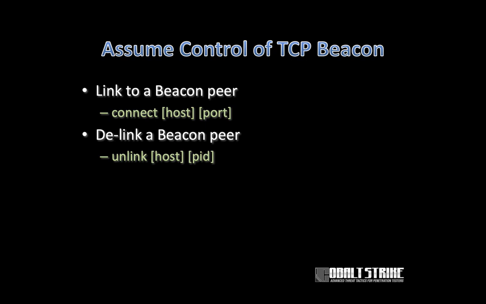To assume control of the TCP beacon, use the connect command with a host and a port, and you can tab complete the ports, very similar to the SMB beacon. And to disconnect from a TCP beacon, use the unlink command. One other thing to point out is that the TCP beacon is, again, very similar to the SMB beacon. When you disconnect from it, the TCP beacon then goes into a state where another beacon can connect to it later, or I should say another session.